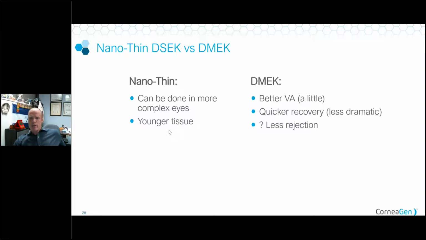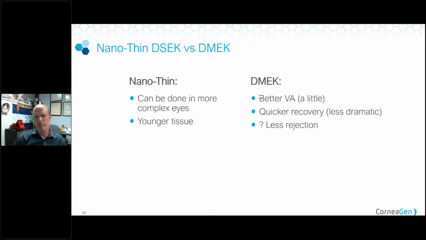And then I guess the big question is nanothin tissue versus DMEK tissue, which is better? And that's kind of what this talk is about, because Keith and I both do nanothin tissue. In my hands, having done a lot of both, I think the DMEK sees a little bit better and gets better quicker and maybe has less rejection. But if you see in parentheses, I put here a little and less dramatic. The gap between DMEK and DSEK with the now very available nanothin tissue has shrunk.